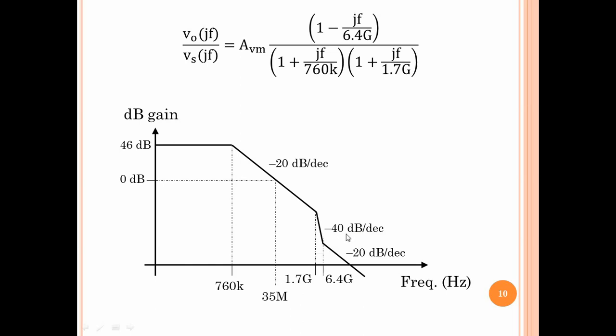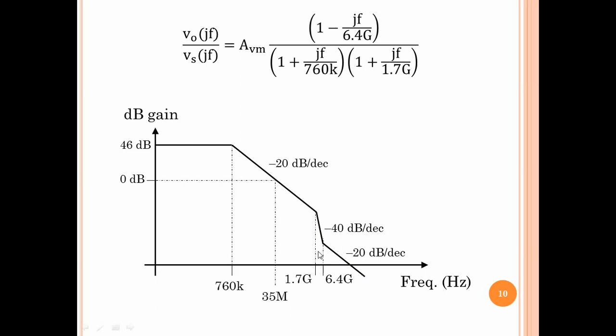Then the zero comes at 6.4 giga. These are of course very closely spaced, about only 4 times, 5 times. After the zero, so frequency is much greater than 6.4 giga, these all three ones can be ignored. So this will be f divided by f squared. So it will be effectively 1 by f. So that is again minus 20 dB per decade. So after the zero, the slope becomes minus 20 dB per decade. So this is the overall Bode plot.